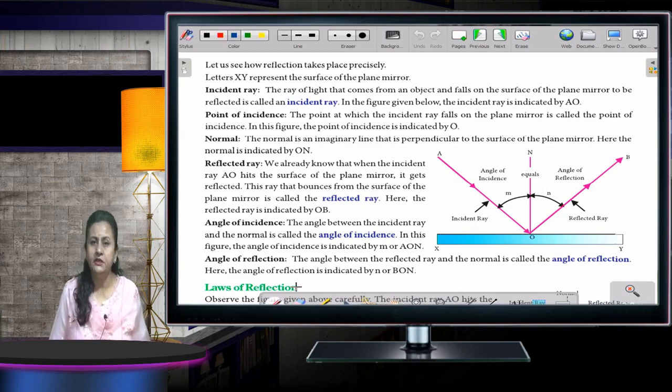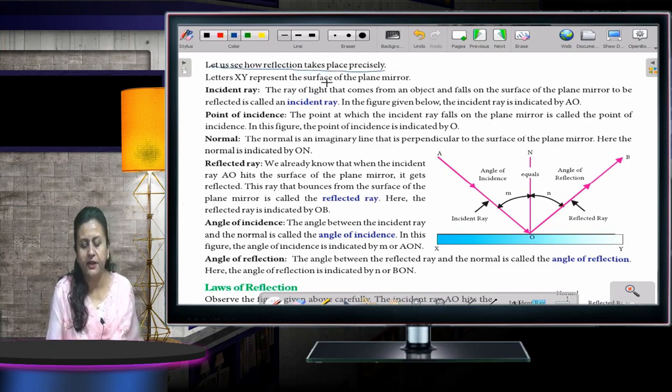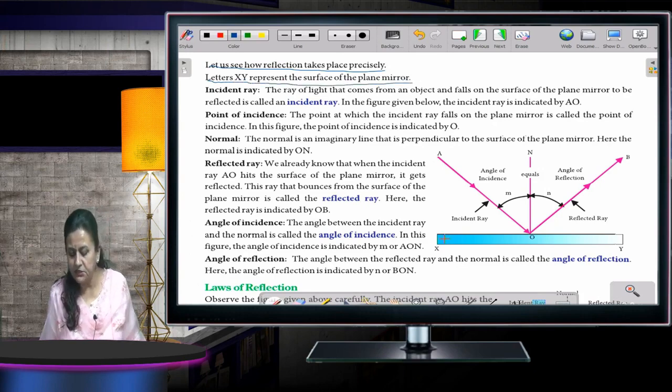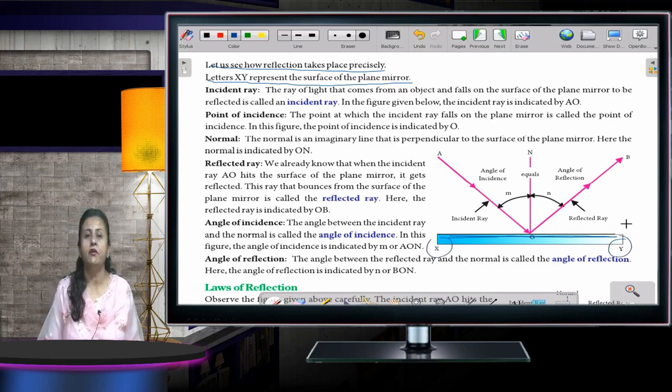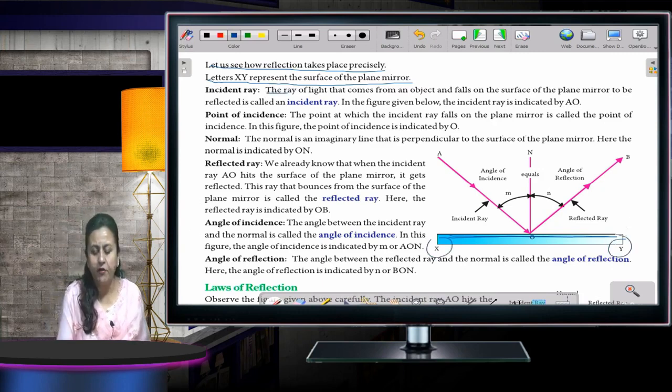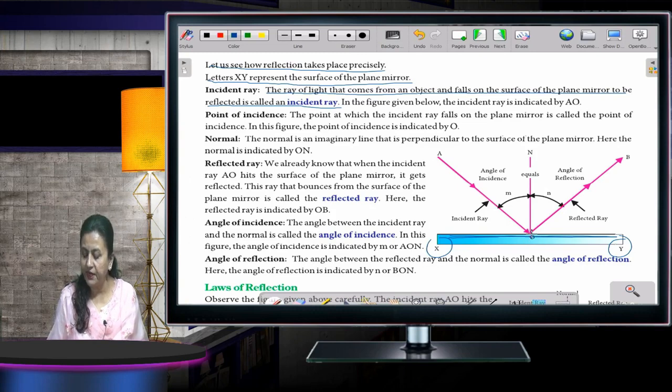I'm going to read out. Please listen. Let us see how reflection takes place. Let XY represent the surface of the plane mirror. This is the plane mirror, and X and Y are representing the surface of the plane mirror. The ray of light that comes from an object and falls on the surface of the plane mirror to be reflected is called the incident ray. You can see the plane mirror is there and the source of light is coming. This is the incident ray, and the light which is reflected back, that is bouncing back, is called the reflected ray.